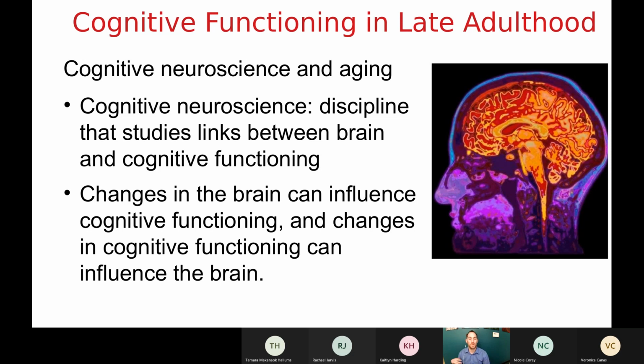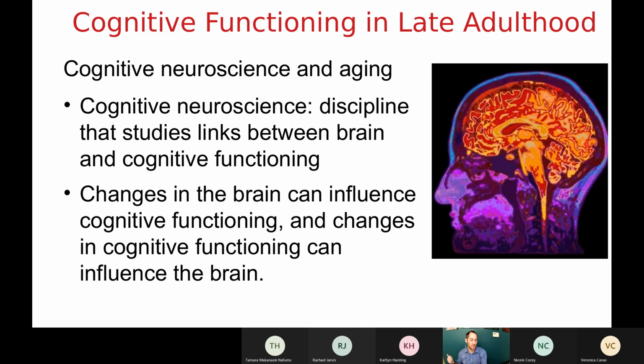The growth or shrinking of axon branches and dendrites can increase cognitive capacities. More connections, faster connections, and myelination can make cognitive functions faster, and changes in cognitive functioning can also influence the physical structure of the brain. If you're not using some of your cognitive capacities, those neurons are going to pull back some of those axon branches and dendrites. You might not be sending as many nutrients to those neurons. So it works both ways: the brain can influence cognitive functioning, and cognitive functioning can influence the brain.